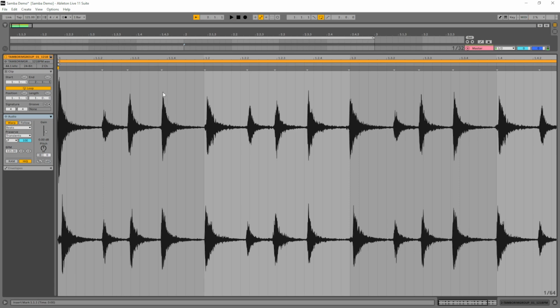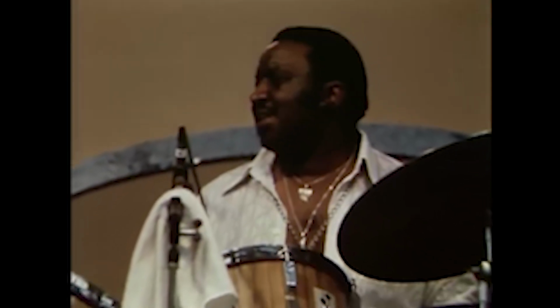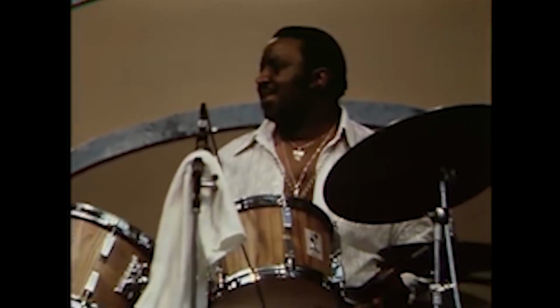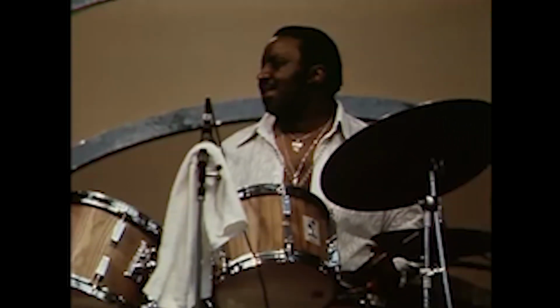Let's look at another example. One of the most famous beats of all time is the Purdy Shuffle, played by Bernard Purdy. You can hear it on Home at Last by Steely Dan.